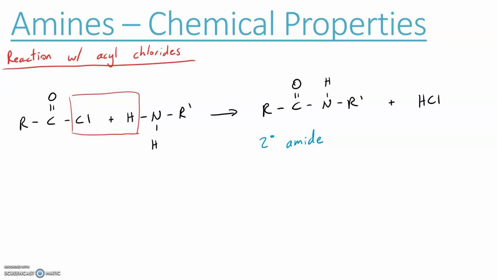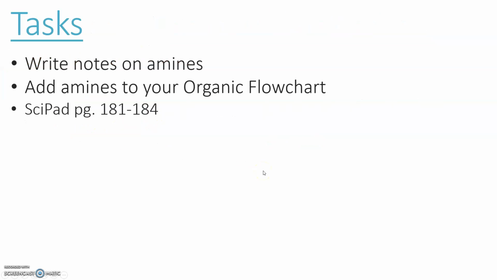Reaction with acid or acyl chlorides produces a secondary amide, and we're going to look at amides a bit later on. But for now, just know that this is an acid chloride, it has a carbonyl group and a Cl. If we react an acid chloride with an amine, we get HCl as a byproduct, and the nitrogen joins the carbon to form a secondary amide. Okay, and that's amines.